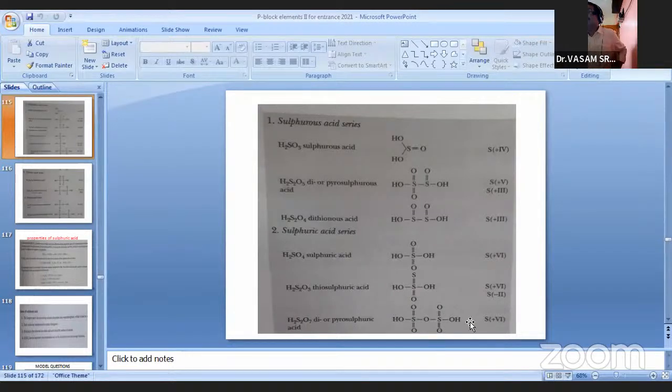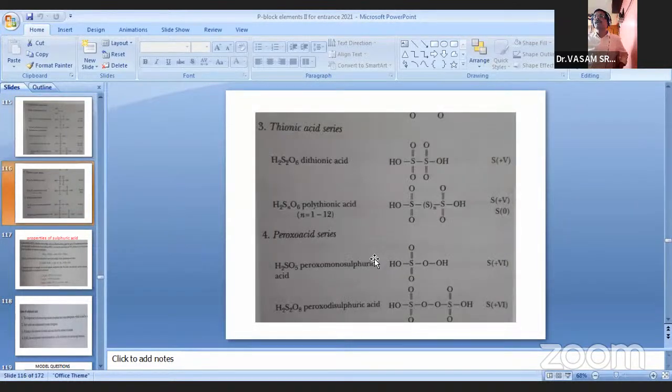The sulfur is in the +6 oxidation state, and these three come under the ic acid series: sulfuric acid, thiosulfuric acid, and pyrosulfuric acid. H2SO4, sulfuric acid, you know, is the strongest, most powerful acid. The common names are king of the chemicals and chamber acid, two other common names. And the last acid, pyrosulfuric acid, has the common names oleum and fuming sulfuric acid.